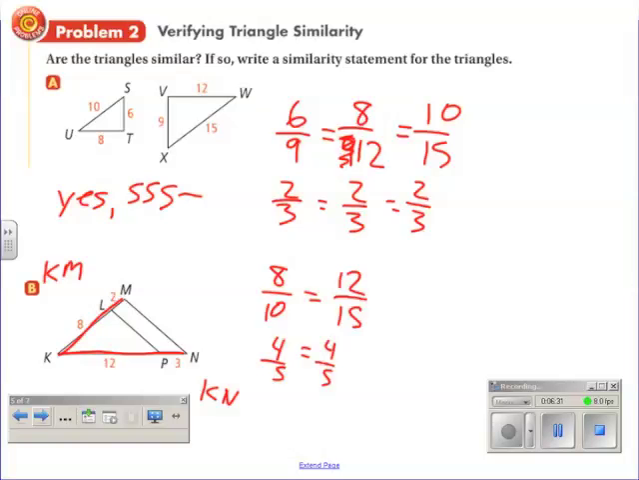Now if I look here at this angle, angle K is in both the smaller triangle and the larger triangle. So really, and this seems like an obvious statement to say, but I can say that angle K is congruent to angle K. So therefore, I can say the side angle side postulate.